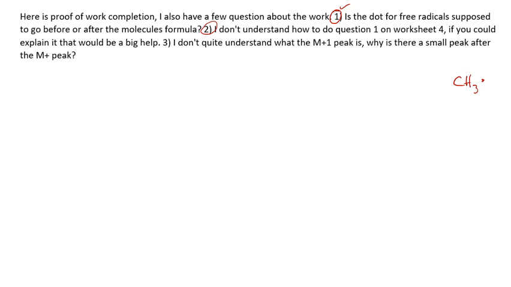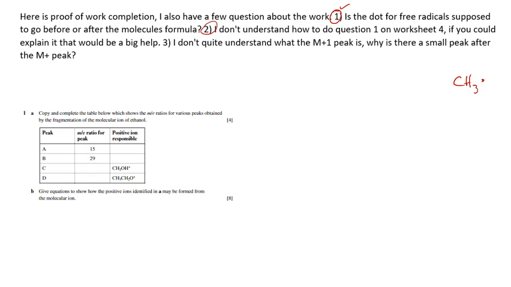Question two is about question one worksheet 4, which is here. This is question one worksheet 4, and it's about ethanol. It's about the molecular ion of ethanol, and we're going to fragment that molecular ion into different fragments, and we have to identify them. So the first thing to do is to draw out our molecular ion of ethanol. So here's our ethanol molecule.